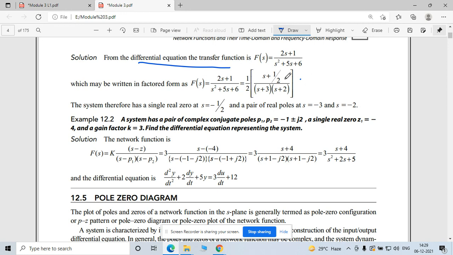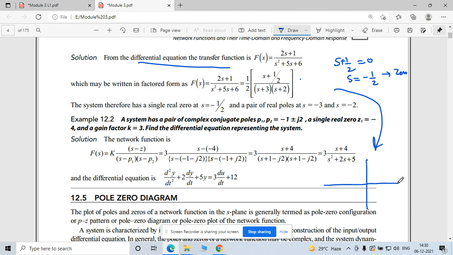So now you can easily tell: simply equate this term equal to 0, right? See, s plus 1 by 2 is 0, so s is minus 1 by 2. This is your zero, right? The position of the zero is at minus 1 by 2. Same way, for the denominator, s is minus 3, and s is minus 2. So what is the location of these in your s plane?